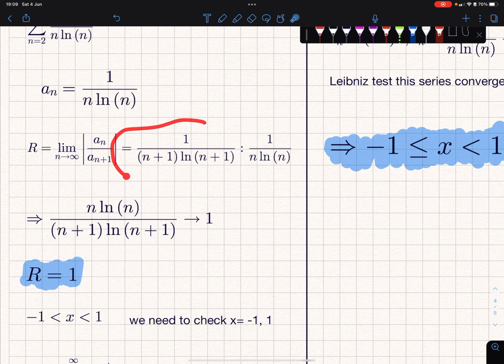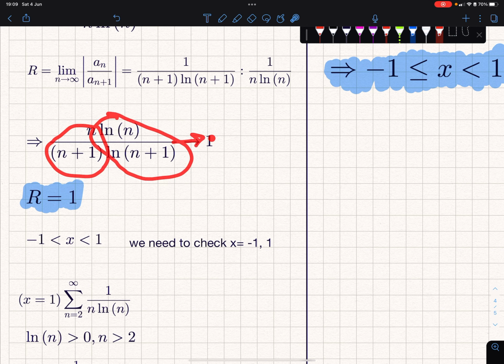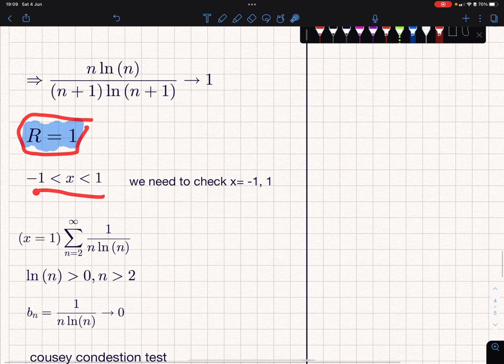So now we divide these two consecutive terms, and when we divide them, we find that the limit of this is 1. You can easily find that this limit is 1 and this limit is 1, so the overall limit is 1. And the radius of convergence is 1. So now we need to check both endpoints independently.